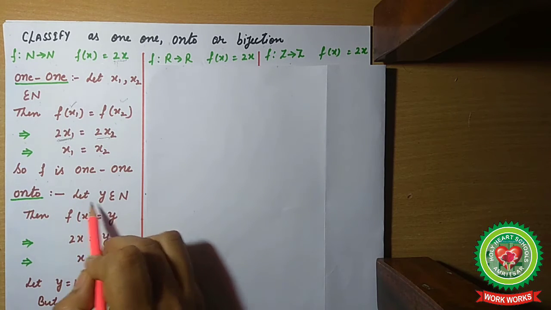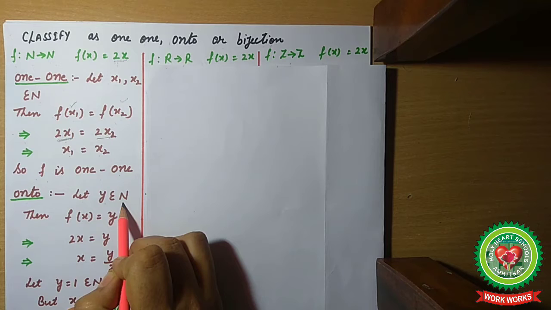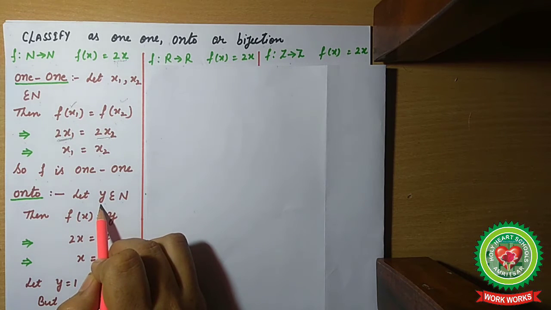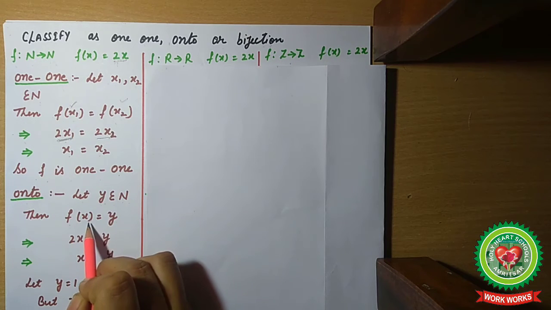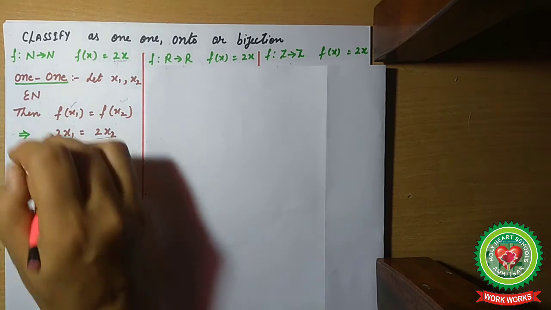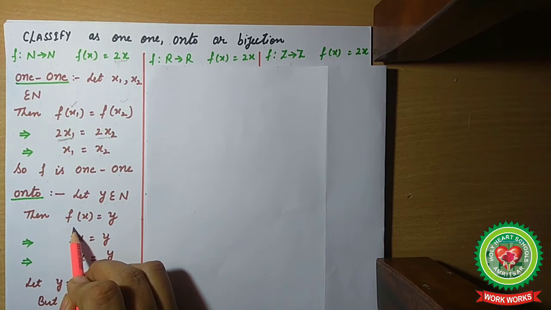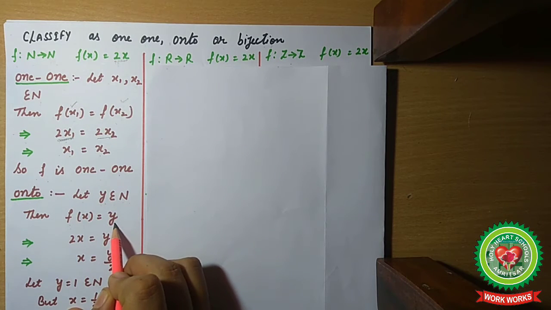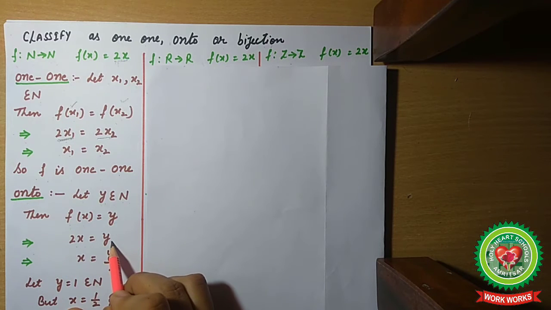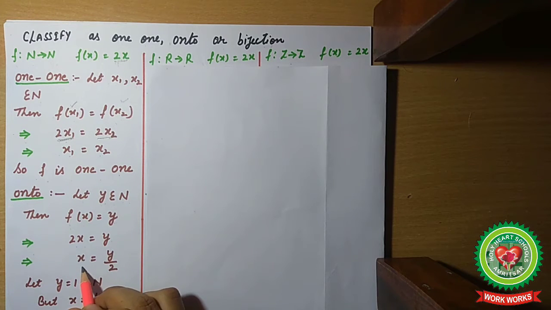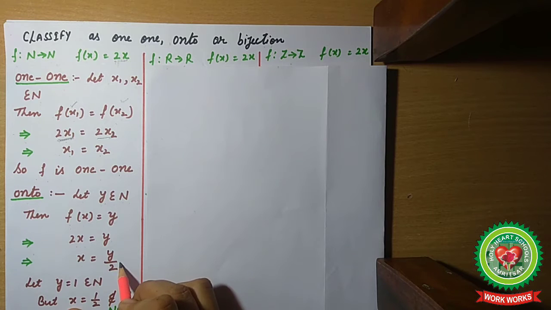Then let y belong to N. Now we have taken another number, that is y belongs to N. Now f(x) is equal to y, because f(x) belongs to the natural numbers. So 2x is equal to y. Here we will find the value of x in terms of y. So x will be equal to y upon 2.